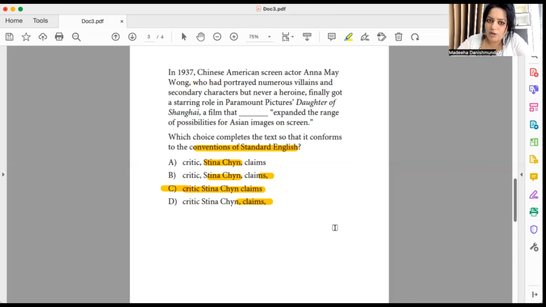Also, primarily because in this context, we need the name of the critic and we need the word critic as well. The critic, Steiner Chine, claims. So this is a critic specific to this scenario. It's a film critic. We're left with C, essential. Therefore, no commas anywhere.